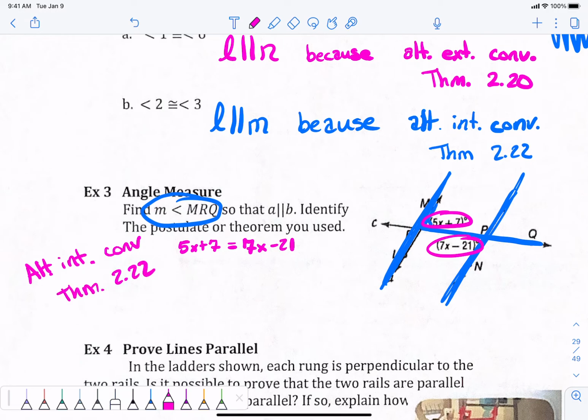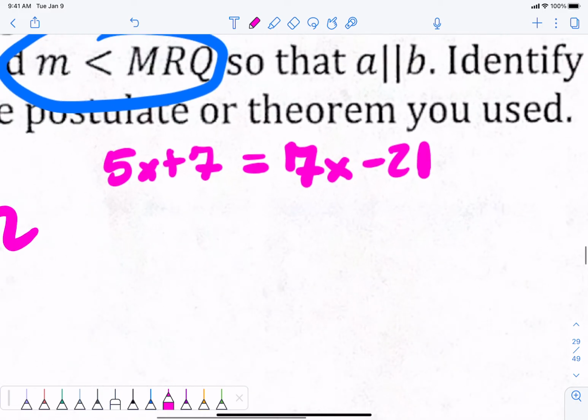You don't have to put both of those down on your homework assignment. You just have to put one of them. For me, it makes more sense to say the alternate interior converse because then I don't even have to look it up on the sheet, right? Does that make sense? But if you want to look it up on the sheet and say theorem 222, I'm fine with that. So now we have to solve for x, okay?